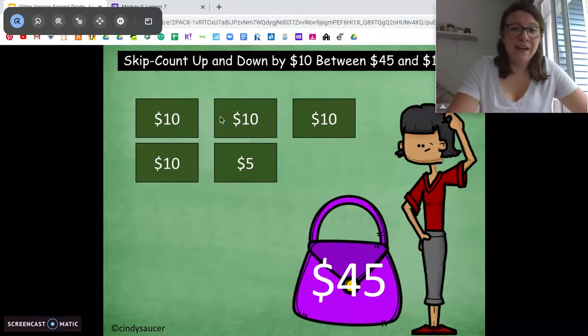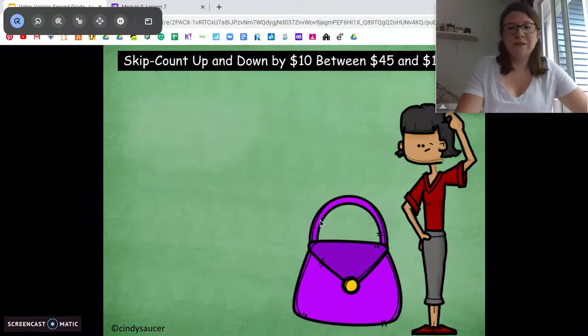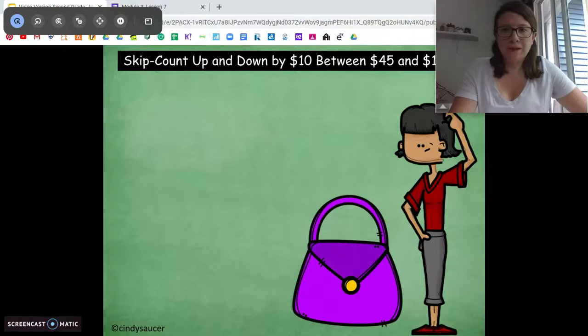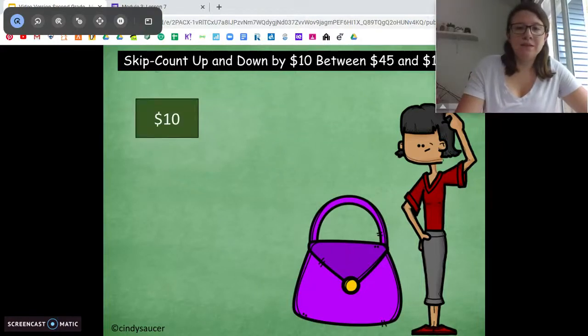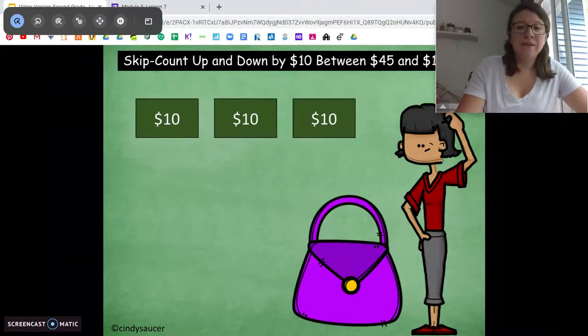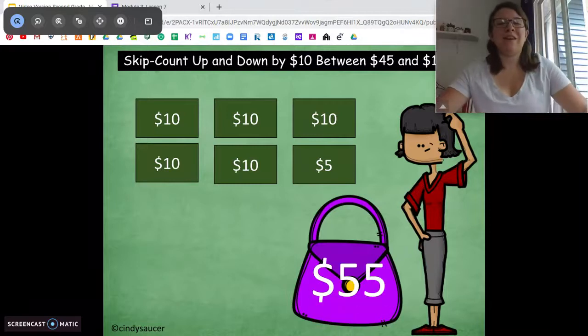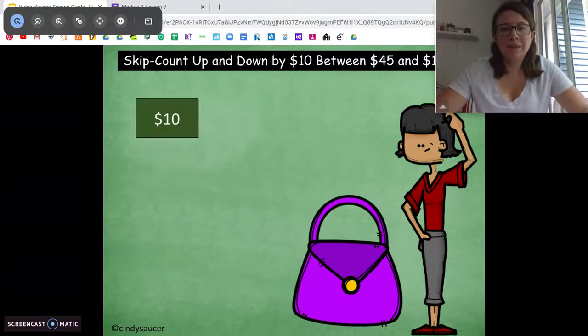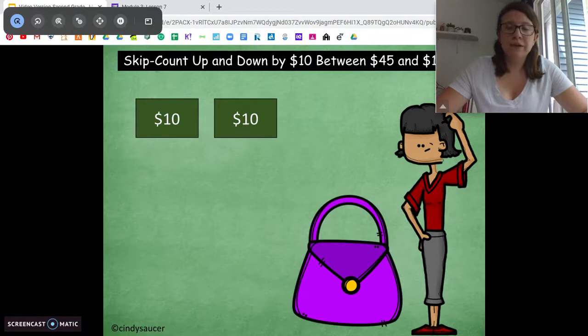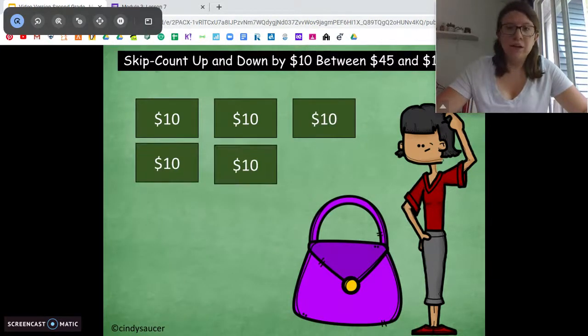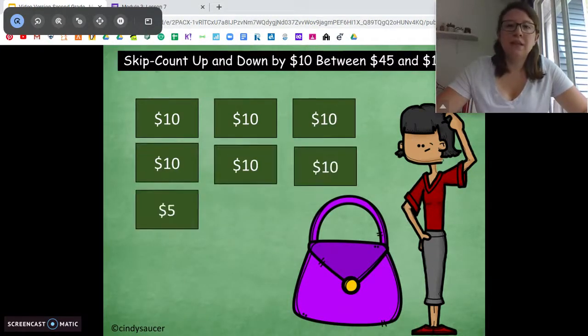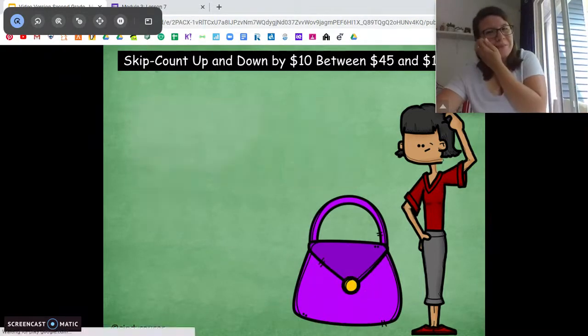Okay, so we have 10, 20, 30, 40, $45. All right, let's try the next one. Count by tens, count by fives. Here we go. 10, 20, 30, 40, 50, $55. Very good. Try this next one. Count by tens. 10, 20, 30, 40, 50, 60, $65. Very good.